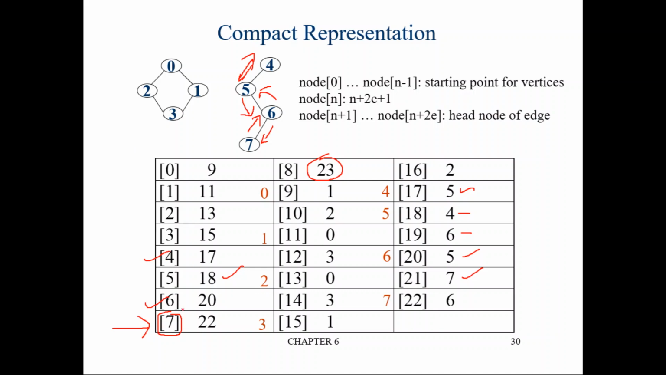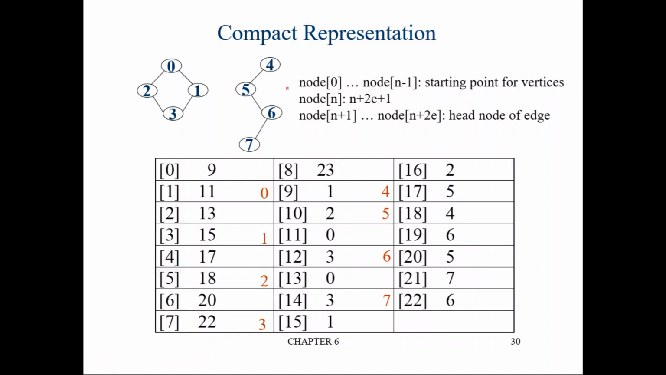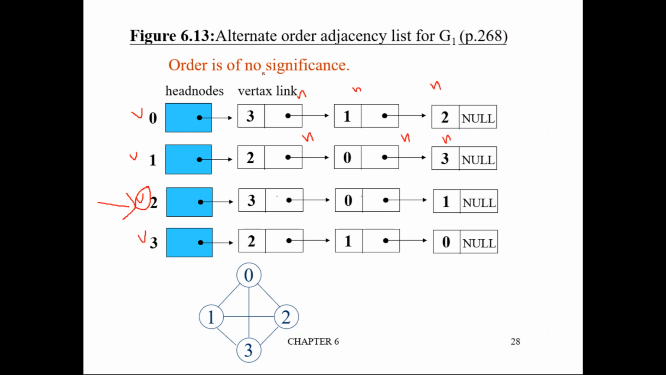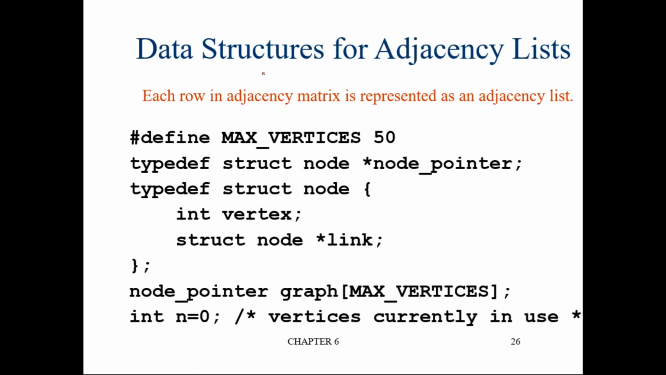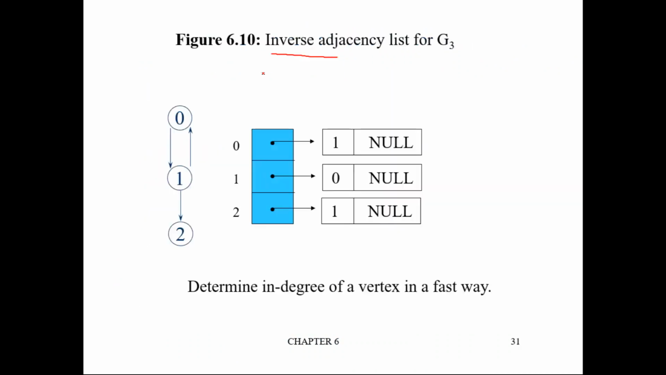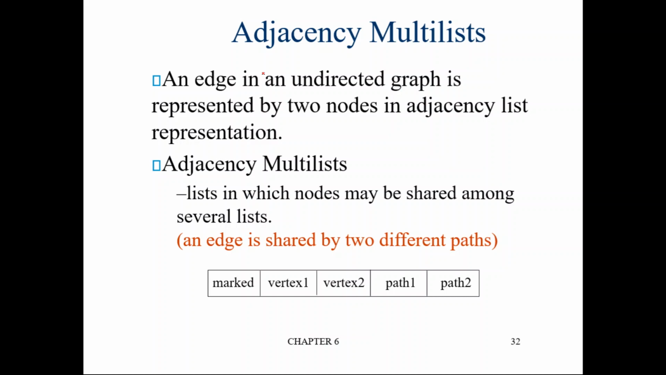So this is called either compact representation or array representation. This comes under adjacency list, both linked list style and array representation. The next thing we are going to discuss is adjacency multi-list.